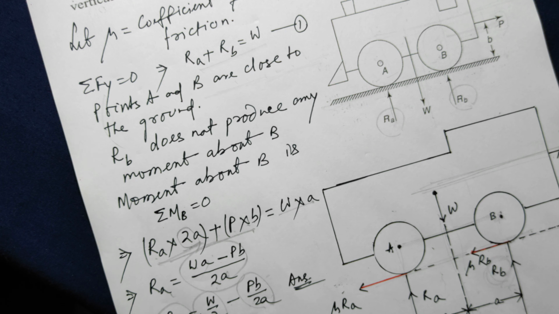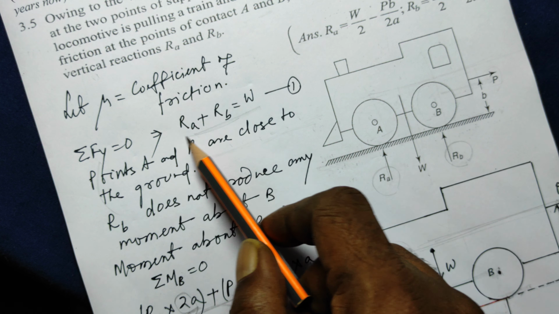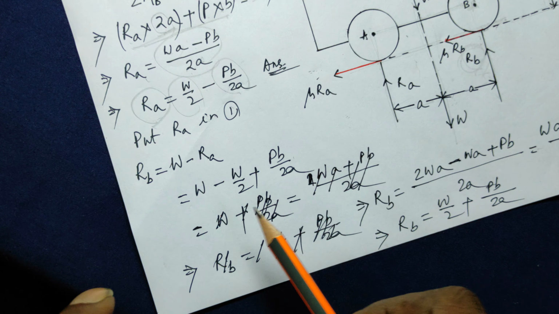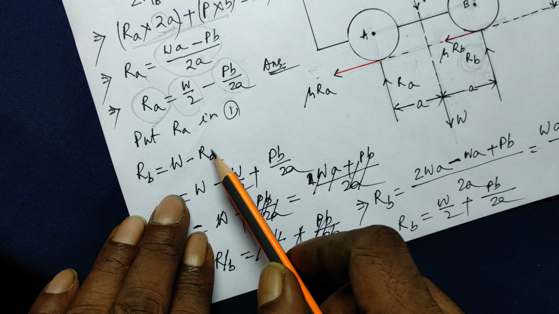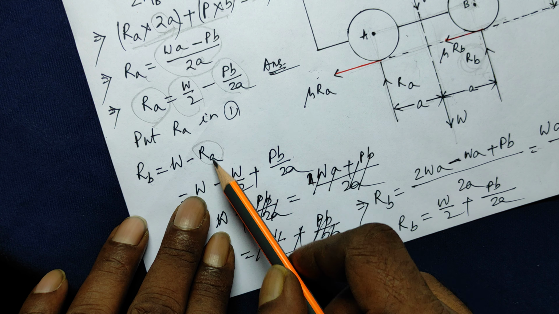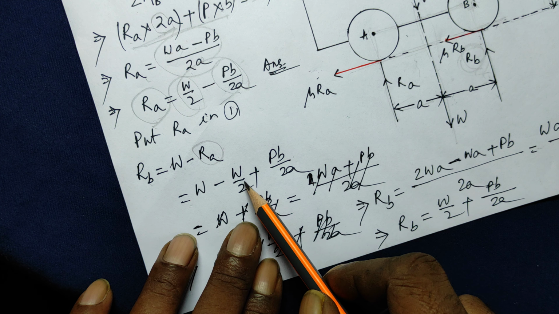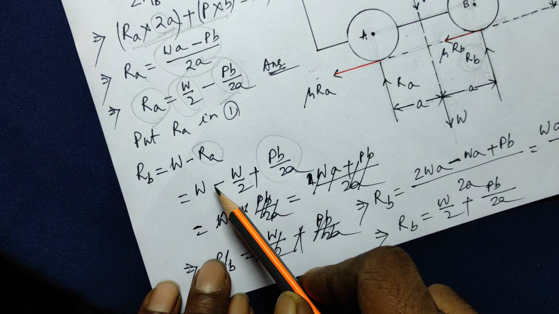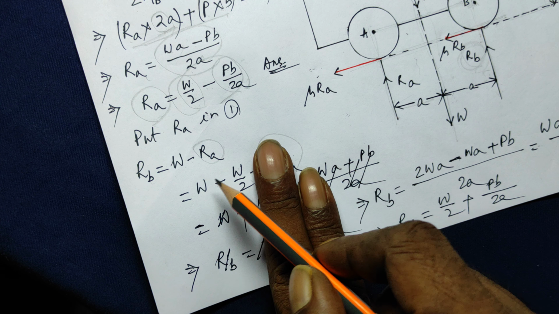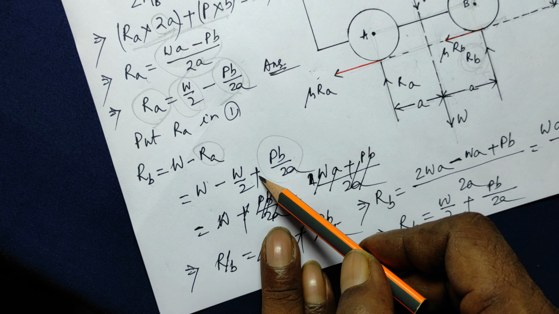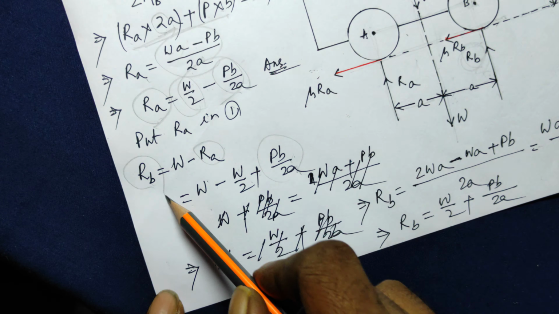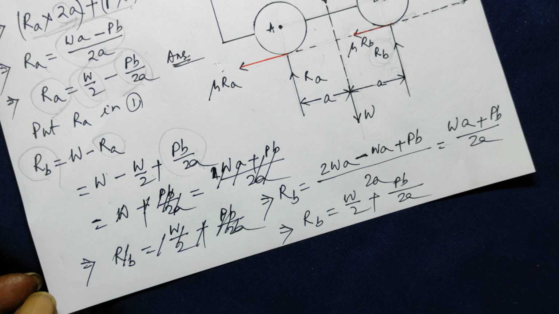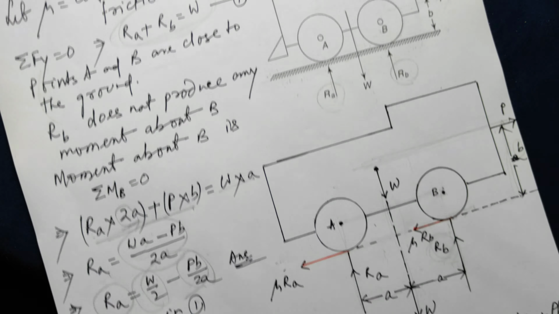Now put this value of RA in equation 1 to find RB. So RB from equation 1 will be W minus RA. Now for RA I substitute this: W minus W by 2, minus of minus becomes plus, so W by 2 plus Pb by 2a. So your RB is equal to W by 2 plus Pb by 2a. So that is all about it. I hope it is clear to you.